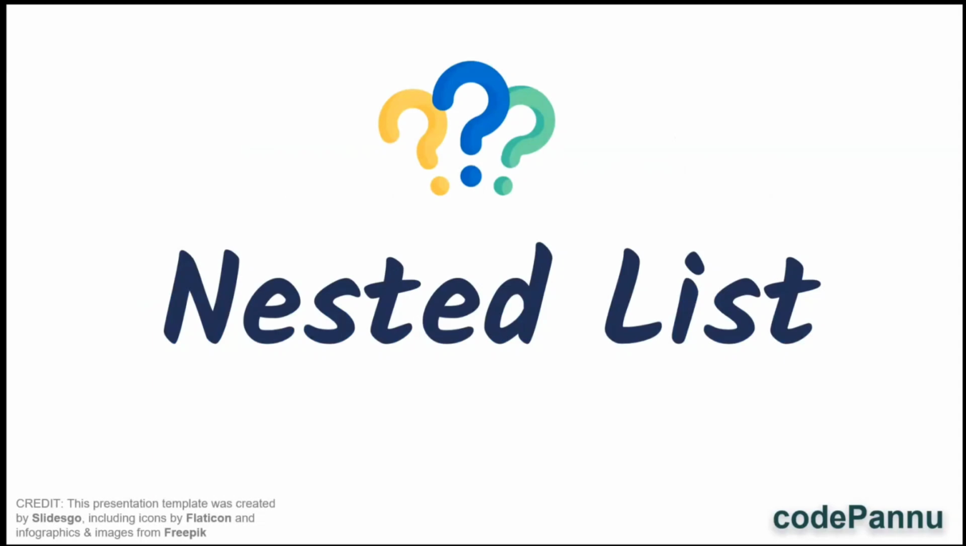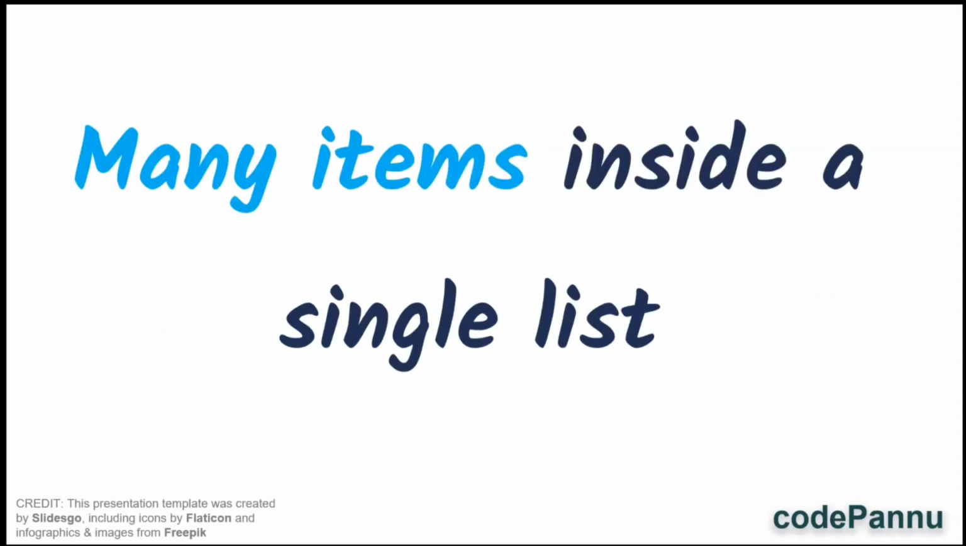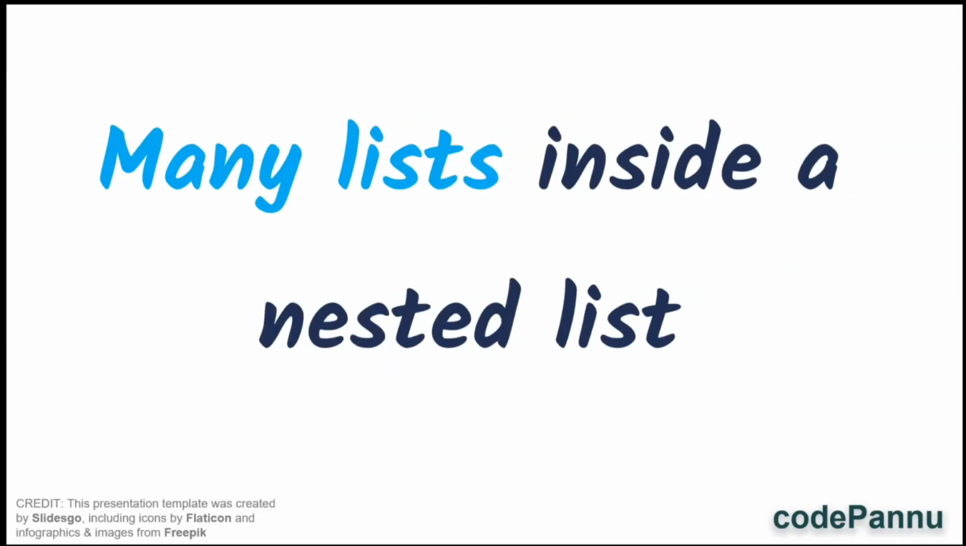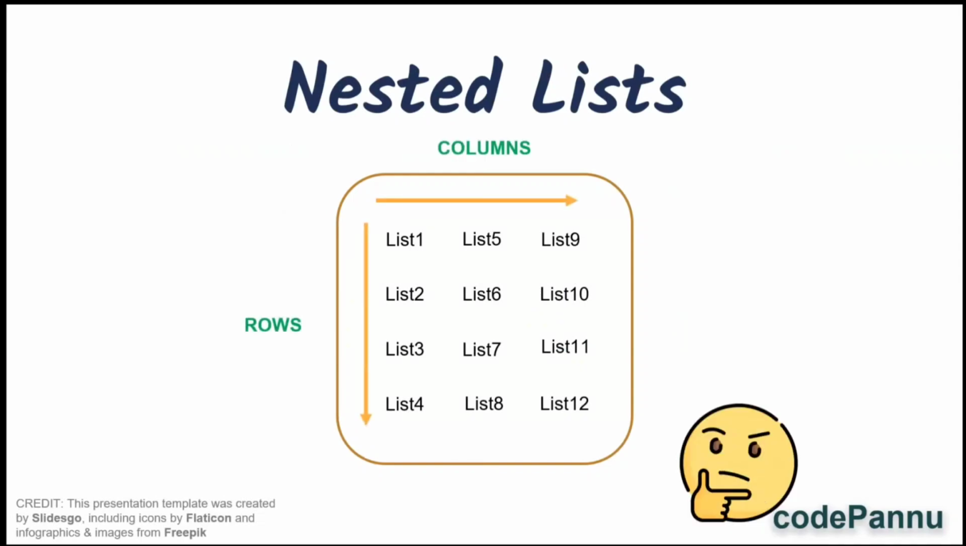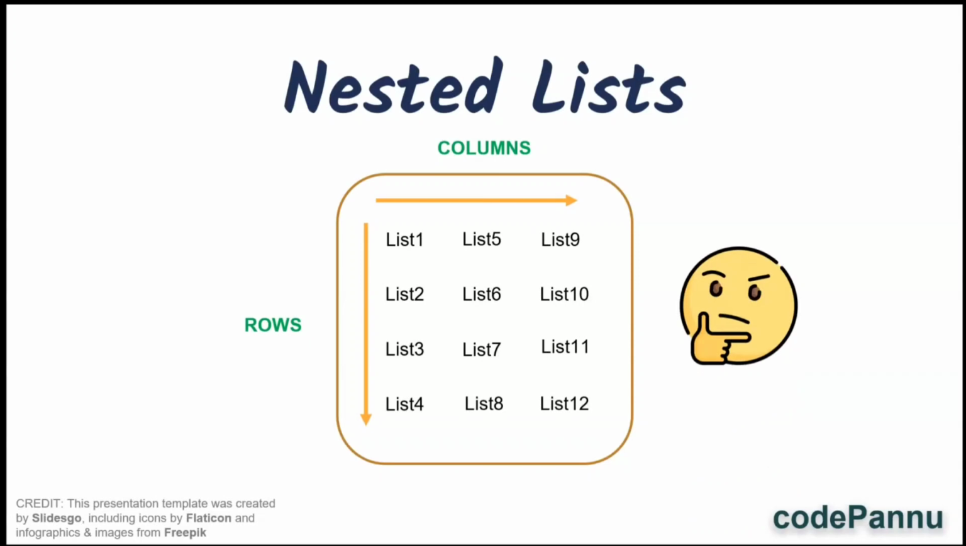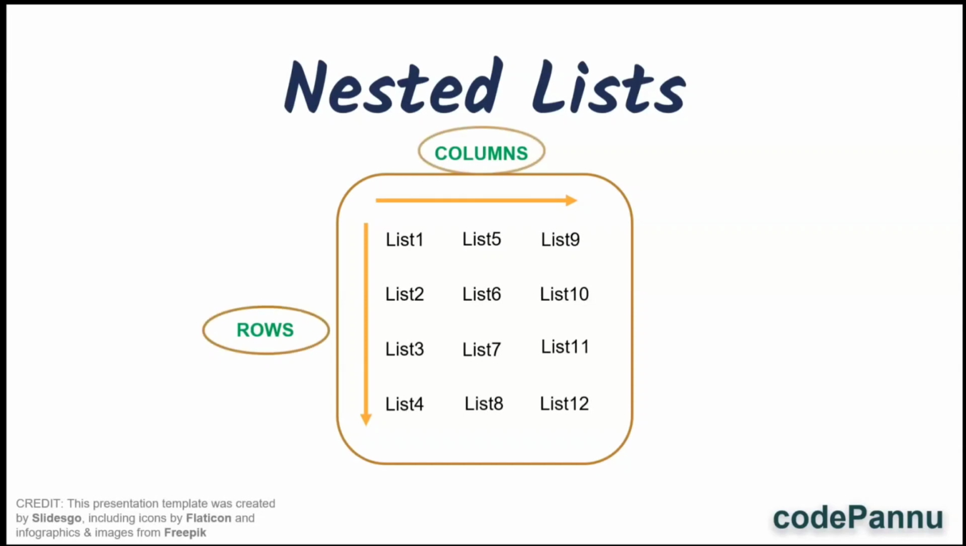Just like putting many items inside one single list, we can put many lists together inside a nested list. Because nested lists have many lists in it, they are arranged in rows and columns. What? Let me explain. Let us first understand what is a row and what is a column. I will tell you an example for rows and columns.